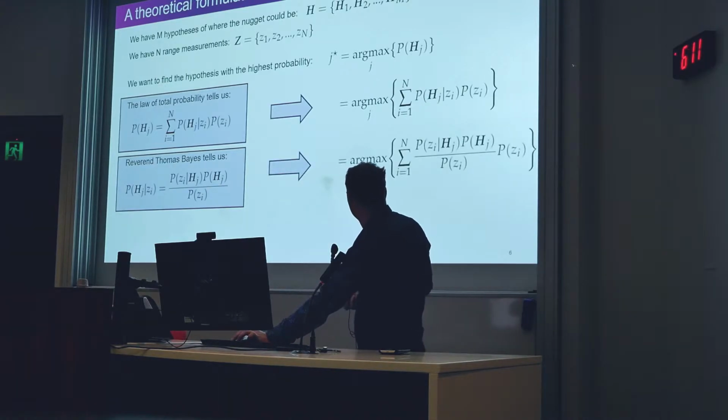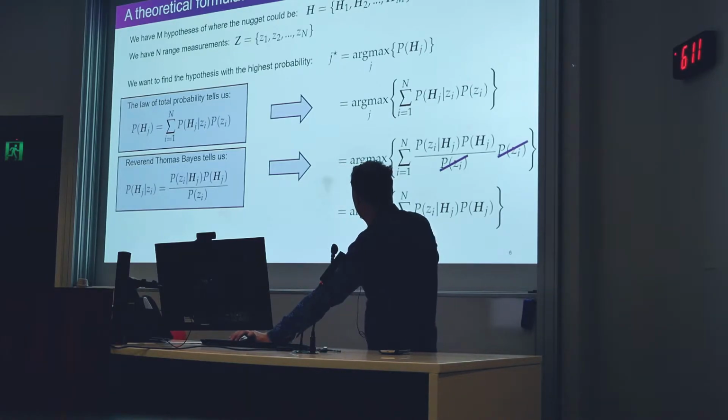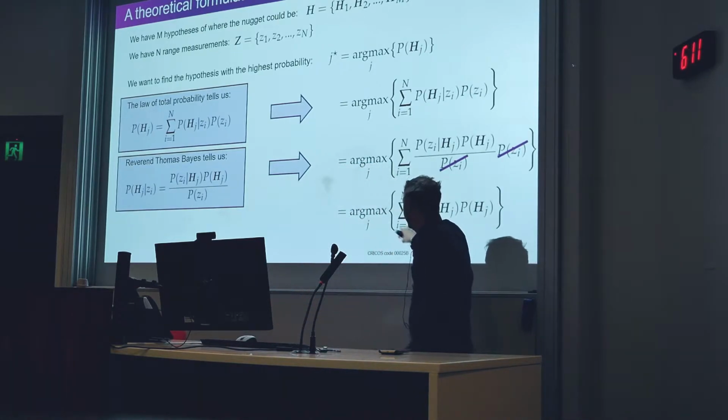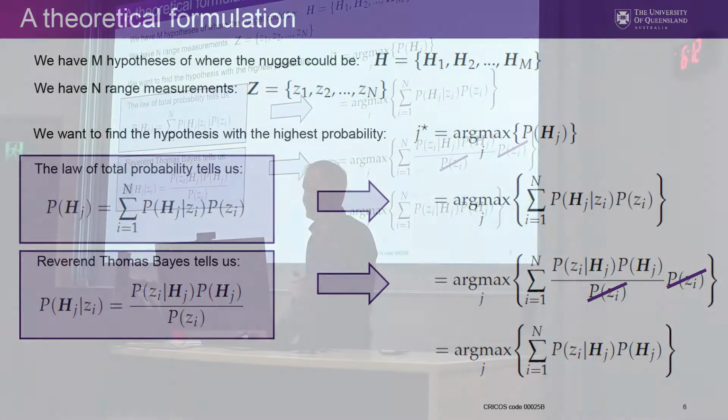So we'll do that as well. And then you see these two probability of Z's. Well, they just cancel. Super simple, right? So now we see that the thing that maximises this, the J that maximises this, Hj, is going to be our most likely hypothesis of where the nugget is. And I've just put in 2 really simple stats equations into that.